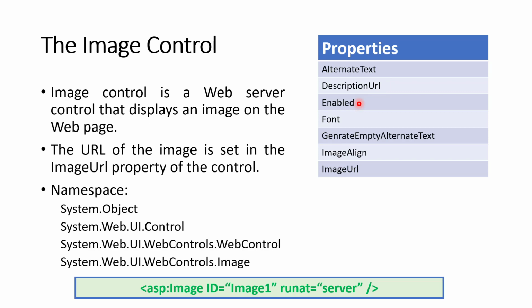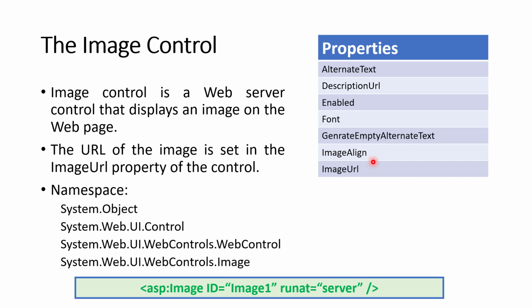Next is enabled. It is used to set or obtain the value indicating whether the control is enabled or disabled. Next is font property. It is used to obtain or set the font property for the text associated with the control. Next is generate empty alternate text. It is used to set or obtain a value indicating whether the control generates an alternate text attribute for an empty string value.